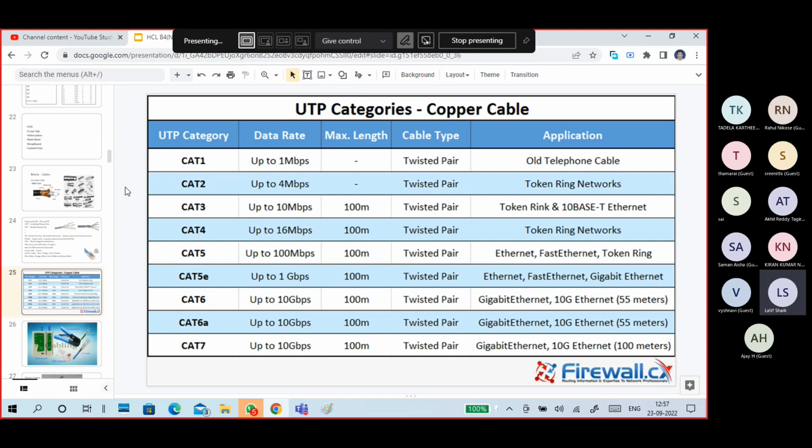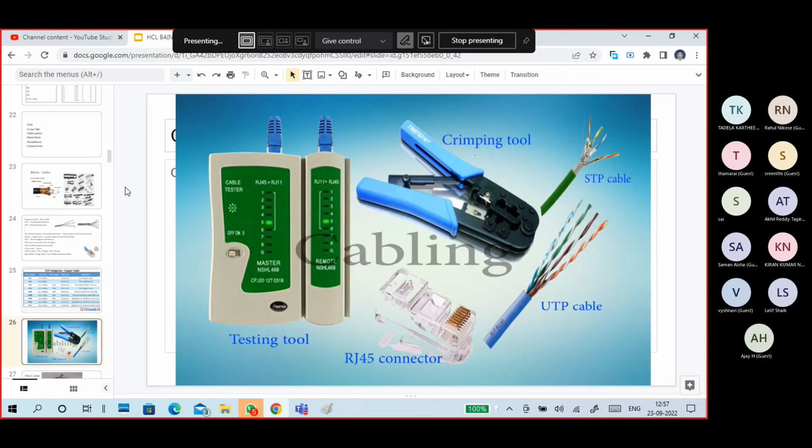The speed limits are because of the twisted pair. Already I told you, as the number of twists increases, attenuation decreases. Attenuation means opposing the signal strength. So the opposition is reduced and speed increases. So that is your category.